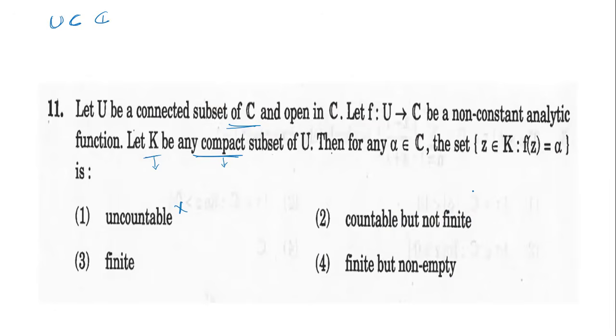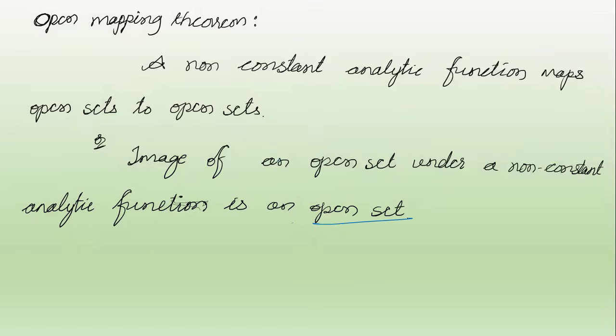Countable means empty or finite. Next, finite but non-empty, we don't know. This, see, is the true option: finite. The set where f of z is equal to alpha is finite. By seeing this statement only, we can arrive at this one. Using the open mapping theorem, we can easily solve that question.